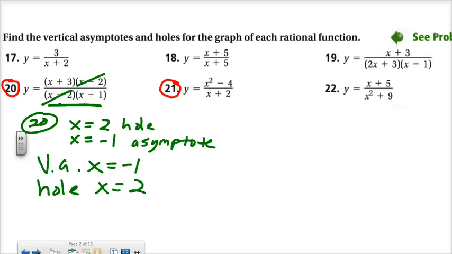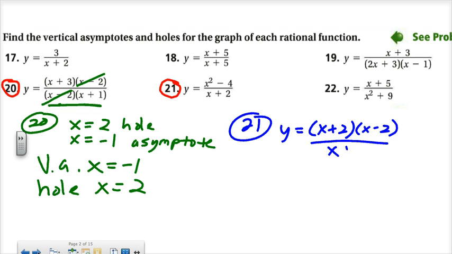So with number 21, we're going to have to factor our denominator first, and that of course is the difference of two squares, so x plus 2 times x minus 2.